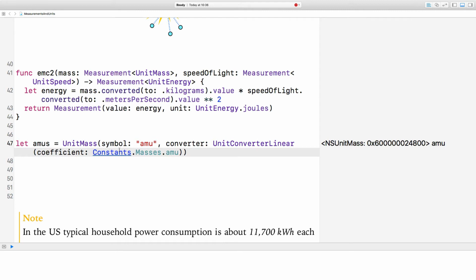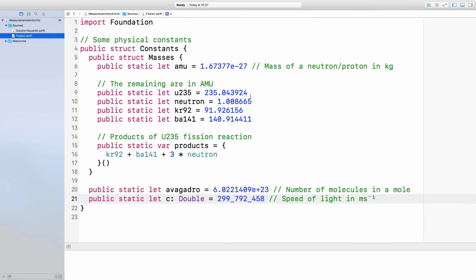The relationship between AMUs and kilograms is linear, so I can use a unit converter linear with a coefficient that represents the number of kilograms in a single AMU. I created a constant struct that includes all of the physical constants that we need, including masses of the different atoms throughout the rest of this screencast. I can now use this new atomic mass unit to work out the mass of the reactants and the mass of the products. That is, the mass before and after the fission reaction. The difference in these masses gets converted to energy via Einstein's equation.